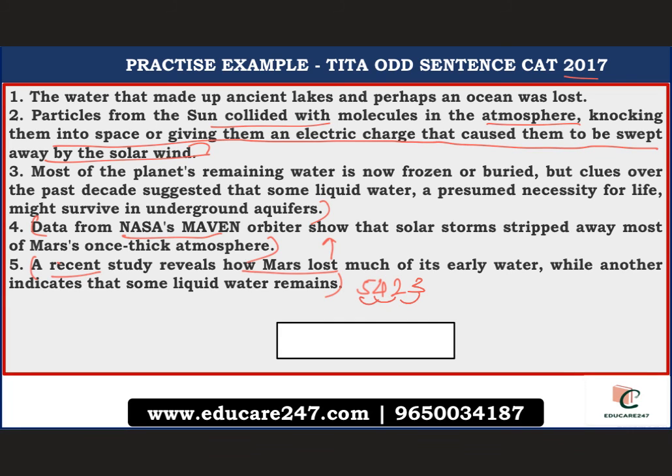So all in all, sentence 5, which talks about 2 studies related to Mars, one revealing how Mars lost much of its early water and another indicating that some liquid water remains, is clearly your opening sentence. Alright. Sentences 4 and 2 relate to how Mars lost most of its early water, while sentence 3 explains where the liquid water remains. Hence, this would be a coherent paragraph, which you actually do not need to find, but this is a proper approach, and hence with the help of this approach we can clearly say that 1 is the odd man out. Alright, odd sentence out. What does 1 say? The water that made up ancient lakes and perhaps an ocean was lost. This is not in the context over here. We are talking about this fifth sentence's main idea.